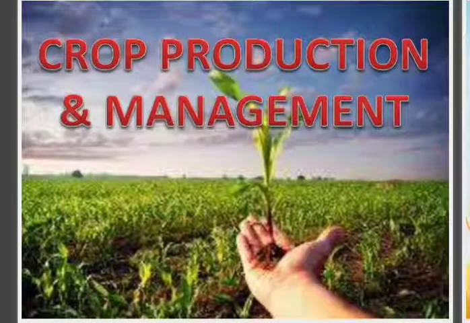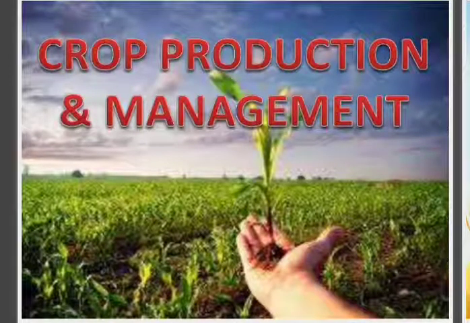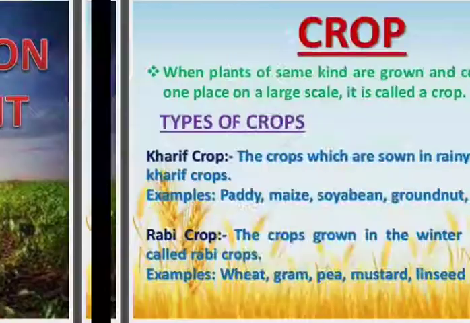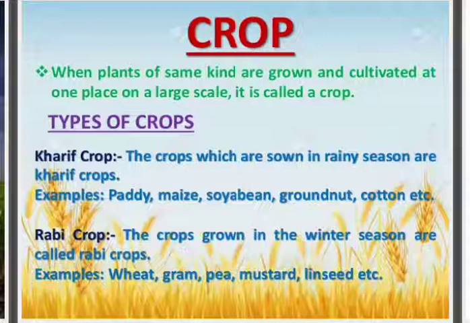Hello students, we are going to discuss the very first chapter of your science, that is crop production and management. What is the meaning of crop? When plants of the same kind are grown and cultivated at one place on a large scale, it is called a crop.